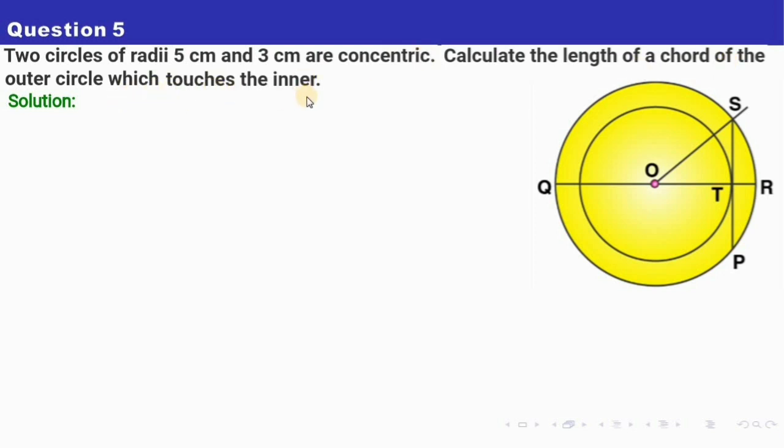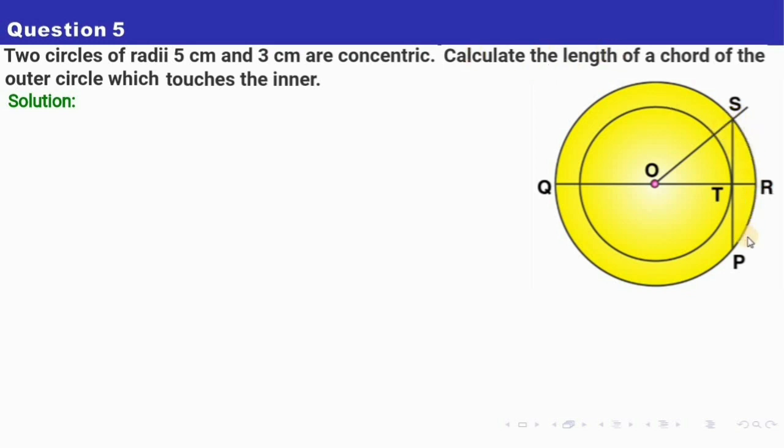That means this outer circle has a chord, and that chord is SP, right? And if you see here, this SP is a tangent to the inner circle. That means this SP just touches the inner circle. So that's what you need to find here. You need to find the length of SP.